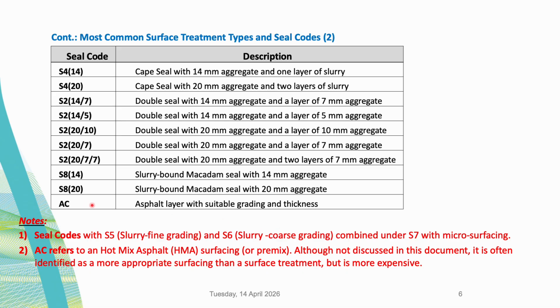And lastly in the table is the asphalt layer, which is the hot mix asphalt surfacing or premix that can also be used for the pavement surfacing, but it is much more costly than these seals in the table.